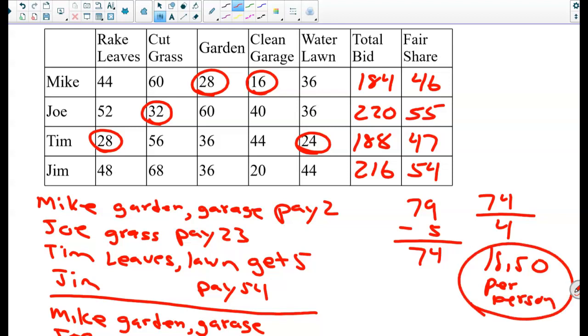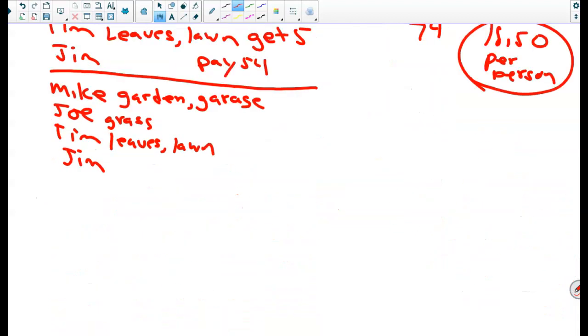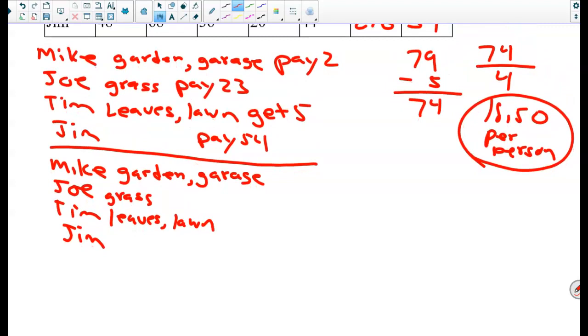18.50. So that's how I get to my final answer. If I have to pay $2, but I'm getting $18.50, whenever your surplus payment is more than what you pay, you change from paying to getting. So you get $16.50 now.